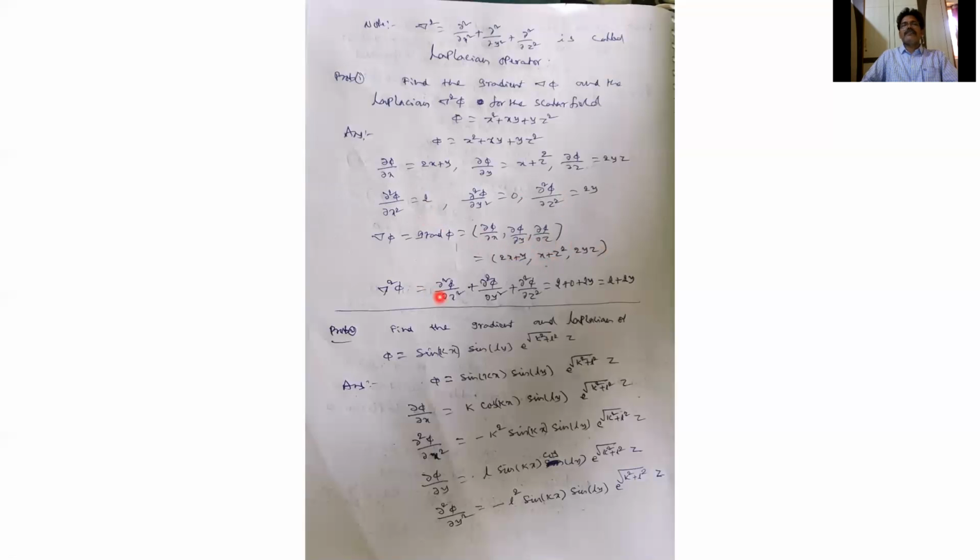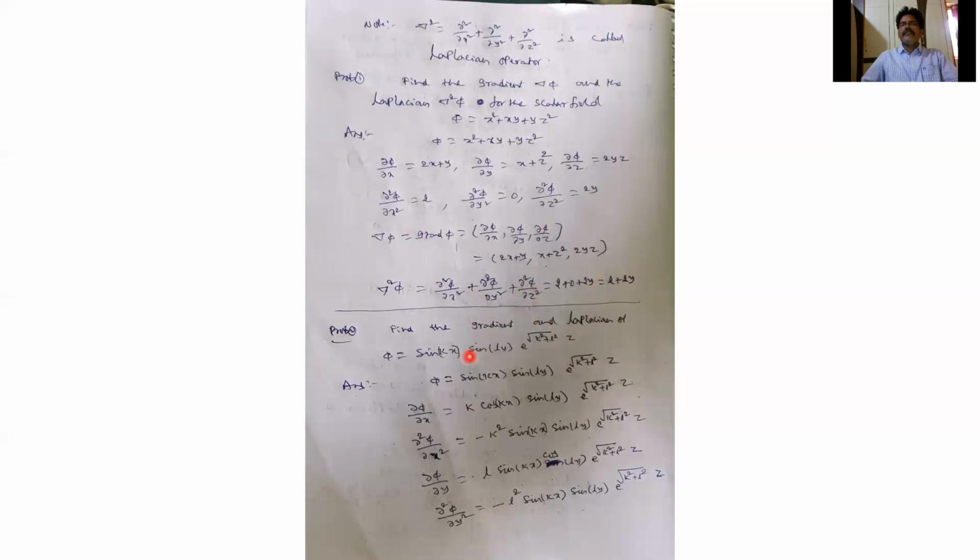So then del square phi. Now we want the Laplacian del square phi, the Laplacian of the scalar field phi. We know the definition. Del square phi is dou square phi by dou x square plus dou square phi by dou y square plus dou square phi by dou z square. That is 2 plus 0 plus 2y. We'll get 2 plus 2y. So this is the Laplacian of the scalar field phi.